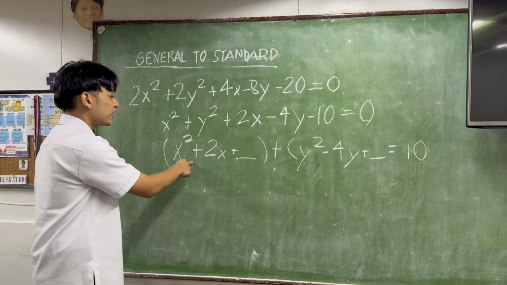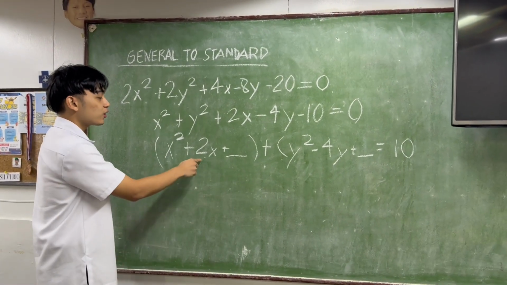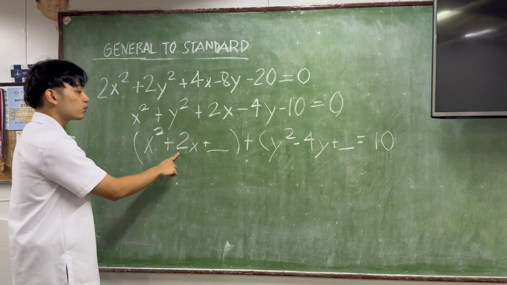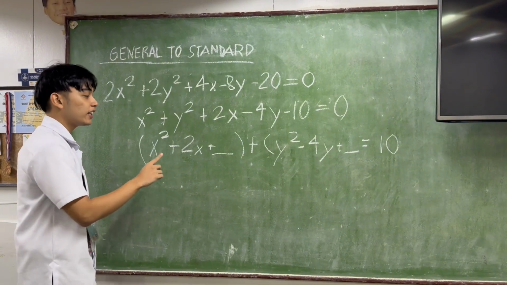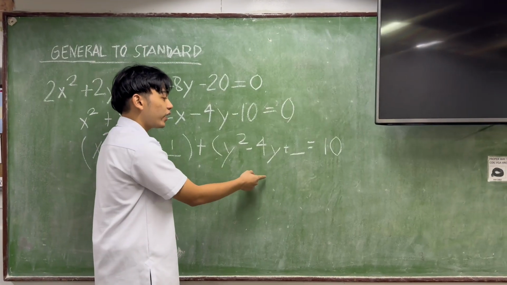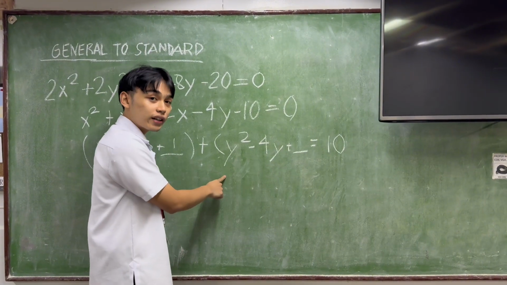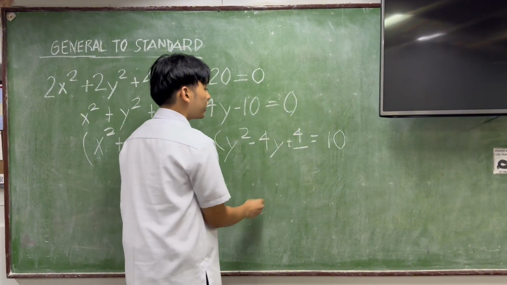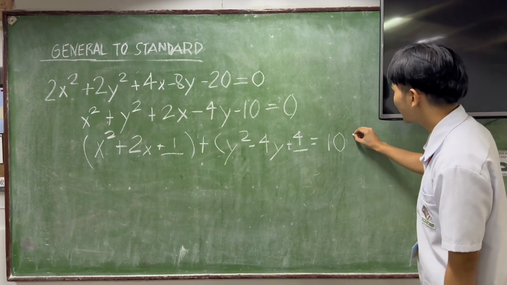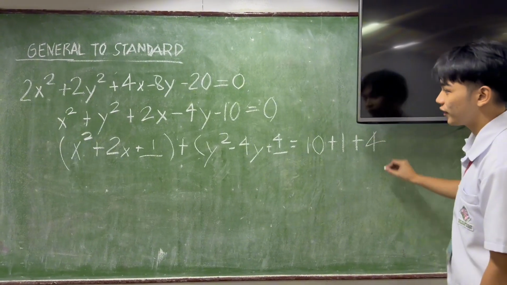Now let's balance our equation here. First, we need to divide our b by 2. So 2x would be 1. And then let's square it. So 1 squared would be 1. Moving on, let's again divide negative 4y by 2. So that would be negative 2. And then let's square it. So that would be positive 4. Now, to balance this equation, what we put at the blank side should also be put at the right hand side. So that would be plus 1 and then plus 4.